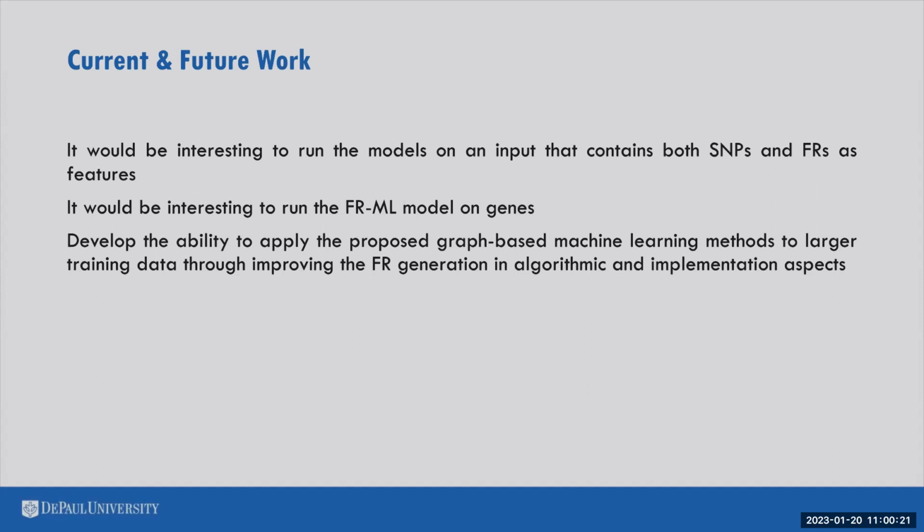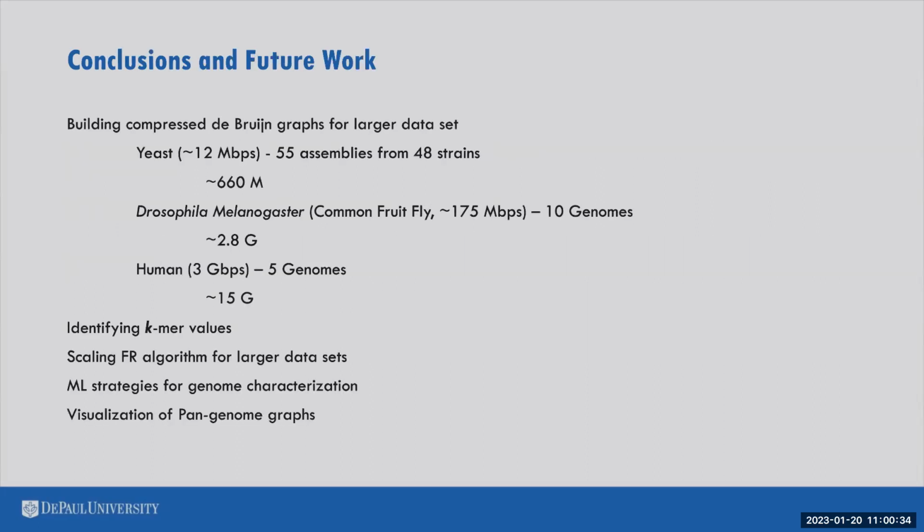So annotations are not used at all. Bringing in the annotation and seeing how that changes the prediction power is something that we are working on right now. And also building the compressed de Bruijn graph. Right now there are tools to do it, but for example, generating a graph for 5 individuals is not possible with the tools that are available right now, at least the ones that we have tried. So that's a bottleneck. So building compressed de Bruijn graphs for a larger data set.